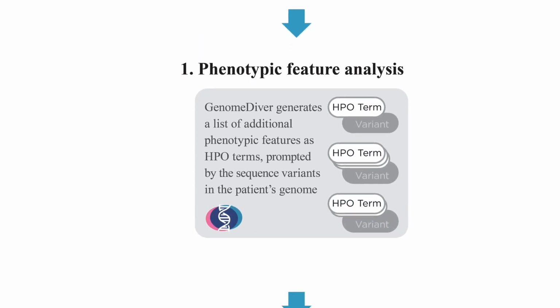GenomeDiver starts by running an analysis to identify the DNA sequence variants most likely to be associated with the patient's HPO terms. Other HPO terms that can be caused by these variants are now of interest in helping to make the case for one of the variants causing the patient's problems.